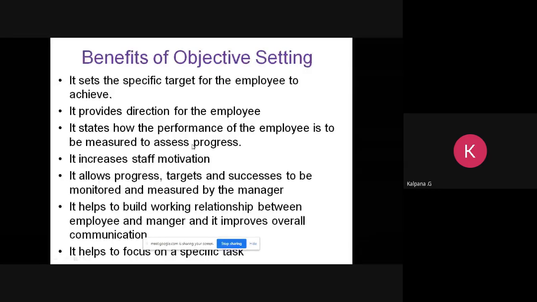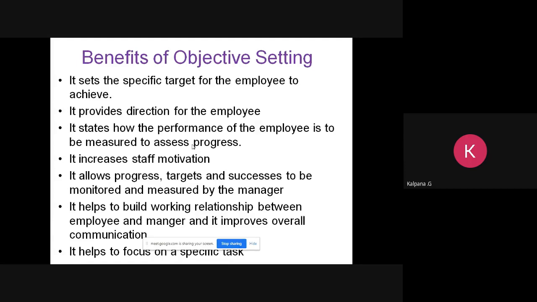Now we are going to see the benefits of objective setting. This is the last topic of today's session. When we talk about benefits of objective setting, the first is that objectives set specific targets for the employee to achieve, which are obviously linked to the business goals or the overall goals of the organization. So they set specific targets for the employees.